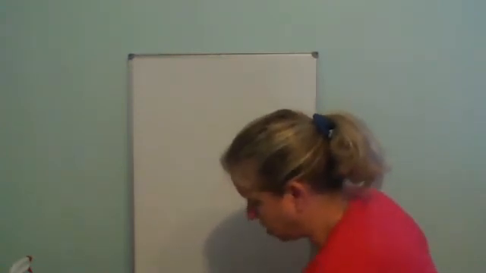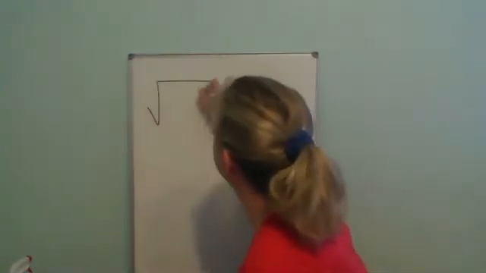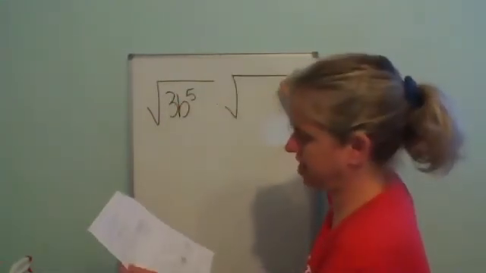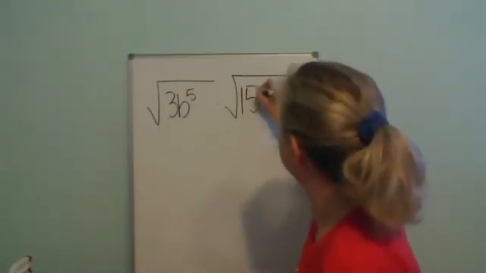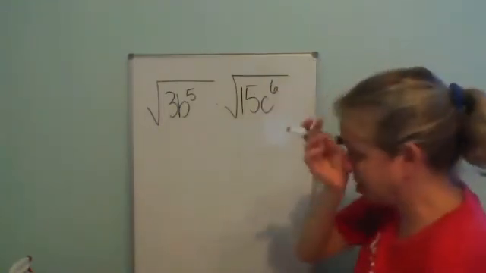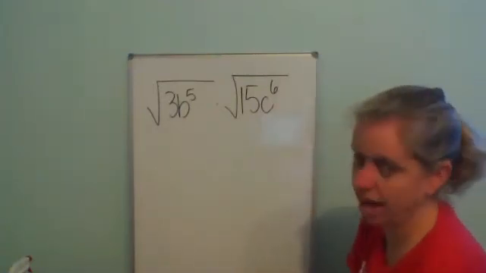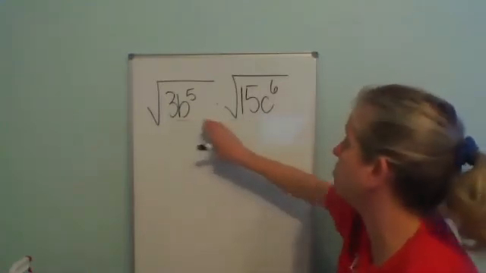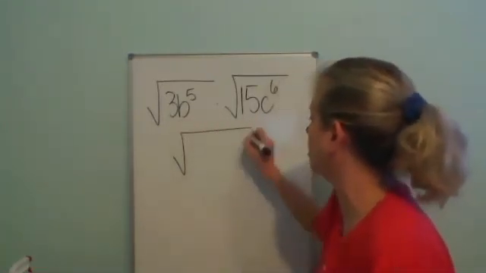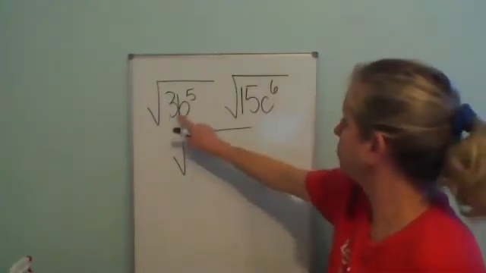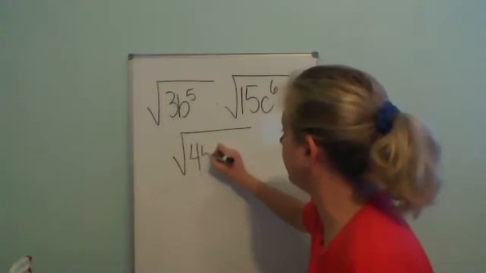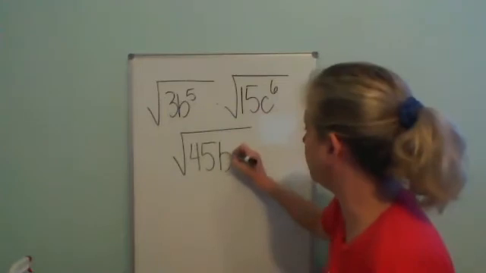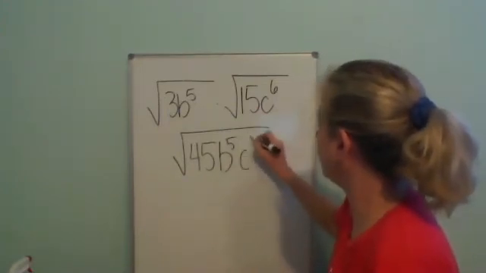Number 13, the square root of 3b to the 5th times the square root of 15c to the 6th. So it says to multiply and then simplify. Now, when I'm multiplying radicals, it doesn't matter what's underneath here. I can multiply whatever that is. So I'm just going to multiply those square roots together and turn them into 1. 3 times 15 gives me 45. Then I've got b to the 5th and c to the 6th.